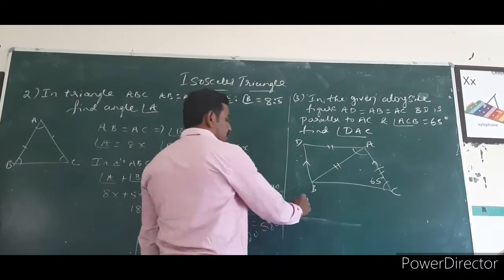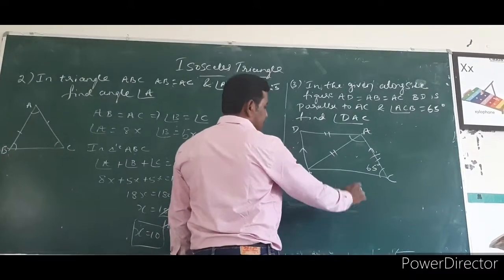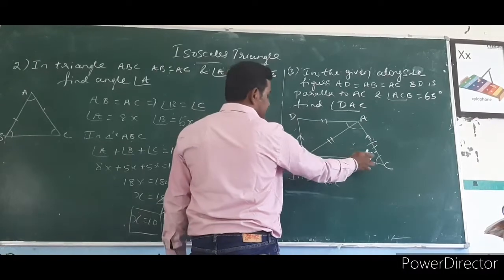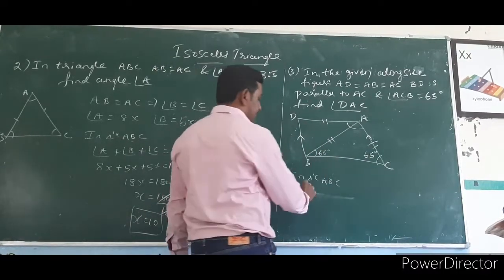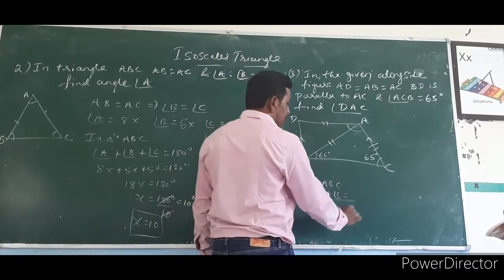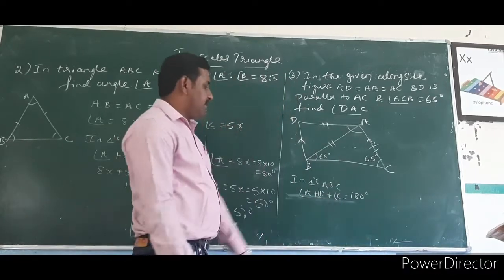So in triangle ABC, this side is equal to this side, which means this angle and this angle are equal. This is also 65 degrees. So angle A plus angle B plus angle C is equal to the sum, 180 degrees.